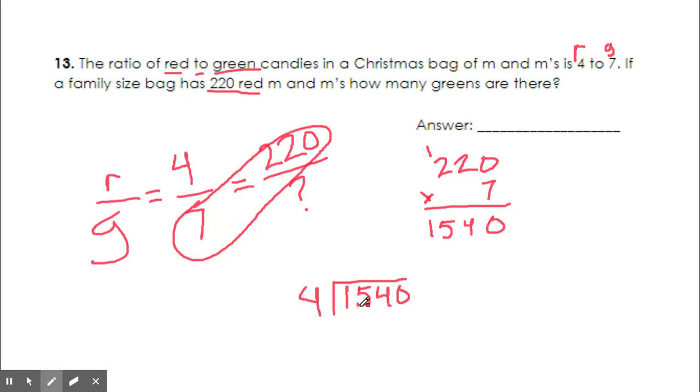4 goes into 15 3 times. So 3 times 4 is 12. If I subtract that, I get 3. Bring down my 4. 4 goes into 34 8 times, which is 32. Subtract that, I get 2. And then bring down my 0. I'm running out of space. And 4 goes into 20 exactly 5 times. So there's my answer, 385.